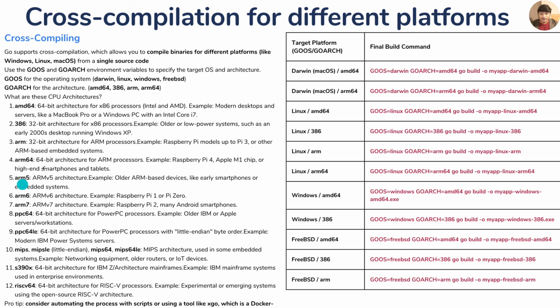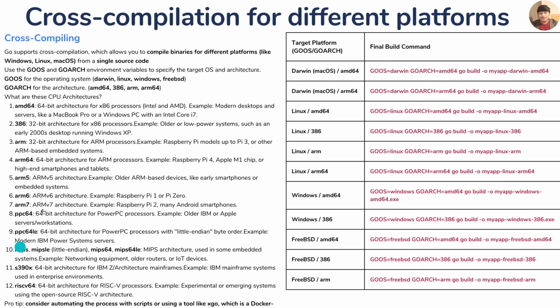Then ARM5, the ARM version 5 architecture. Examples are older ARM devices like early smartphones or embedded systems. ARM6 architecture examples are like Raspberry Pi or say Pi Zero. Then ARM7 examples are Raspberry Pi 2 and many older Android smartphones. Then PPC64 is a 64-bit architecture for PowerPC processors, for example, older IBM or Apple server and workstation processors.